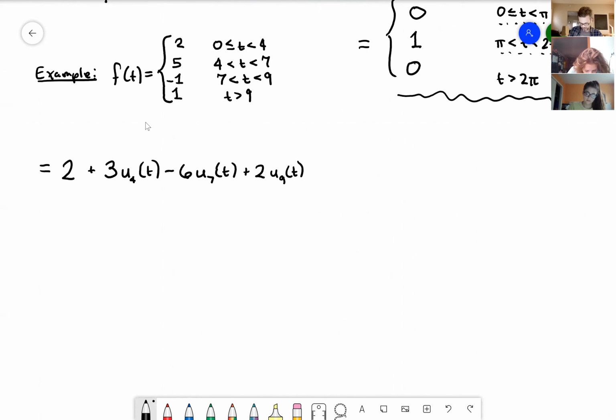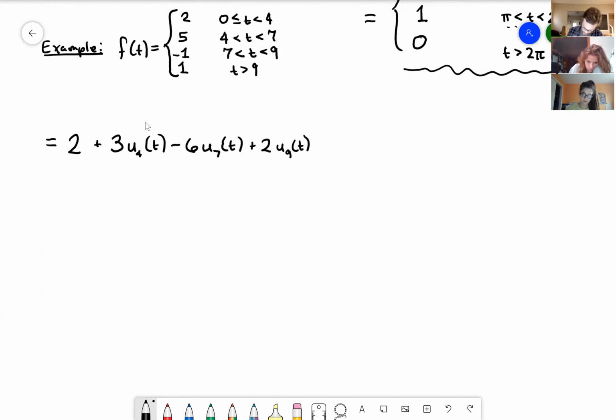And that will be happening at t is equal to 9. So I'll add a +2 u9 of t. And there's my function in terms of unit step functions. Okay, now that we've had a little bit of time to get comfortable with the unit step functions, let's look at the Laplace transform.